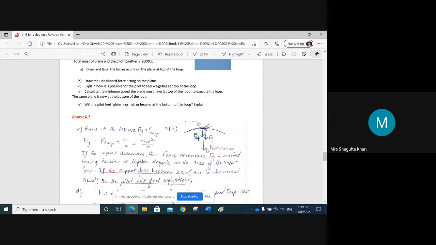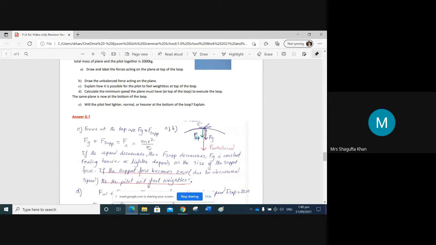But let's see what happens if the plane decreases the speed. If the plane decreases the speed, Fg wouldn't change, so F support will become smaller and smaller until it becomes 0. That's the minimum speed that the plane must fly at. If its speed is less than that, then the motion will collapse. It won't be able to stay in that circular path. So what happens at minimum speed is that F support becomes 0.